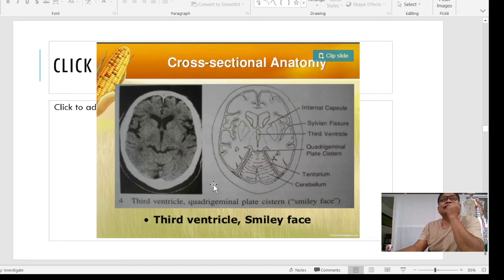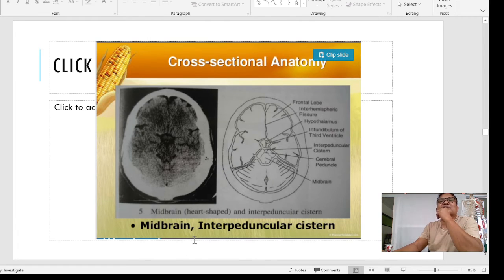Okay, so this one is parts of the cerebellum. So you have now here the smiley face. This is the normal appearance of the third ventricle, the smiley face. This portion is the cerebellum. Then the midbrain, interpeduncular cistern, that is its appearance.